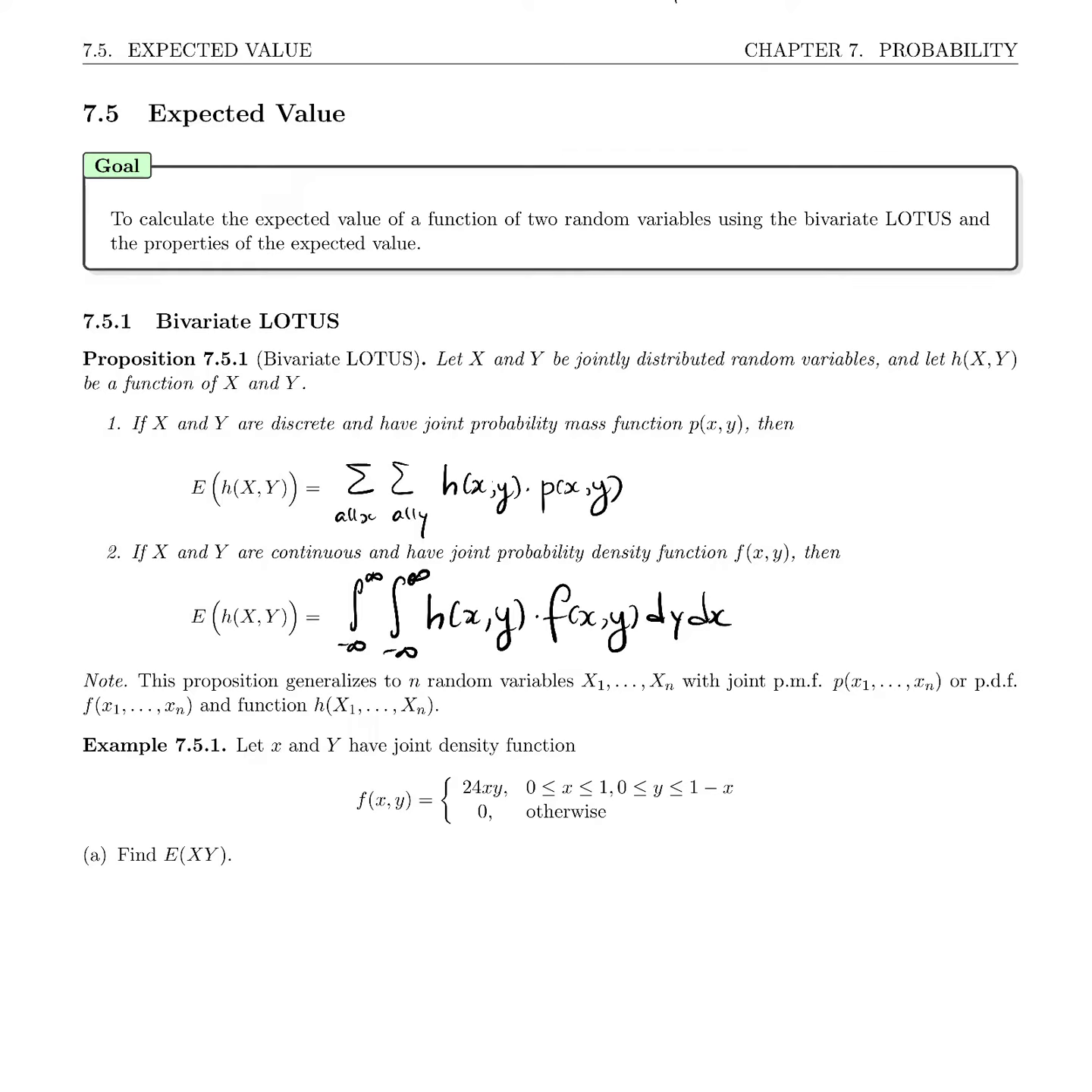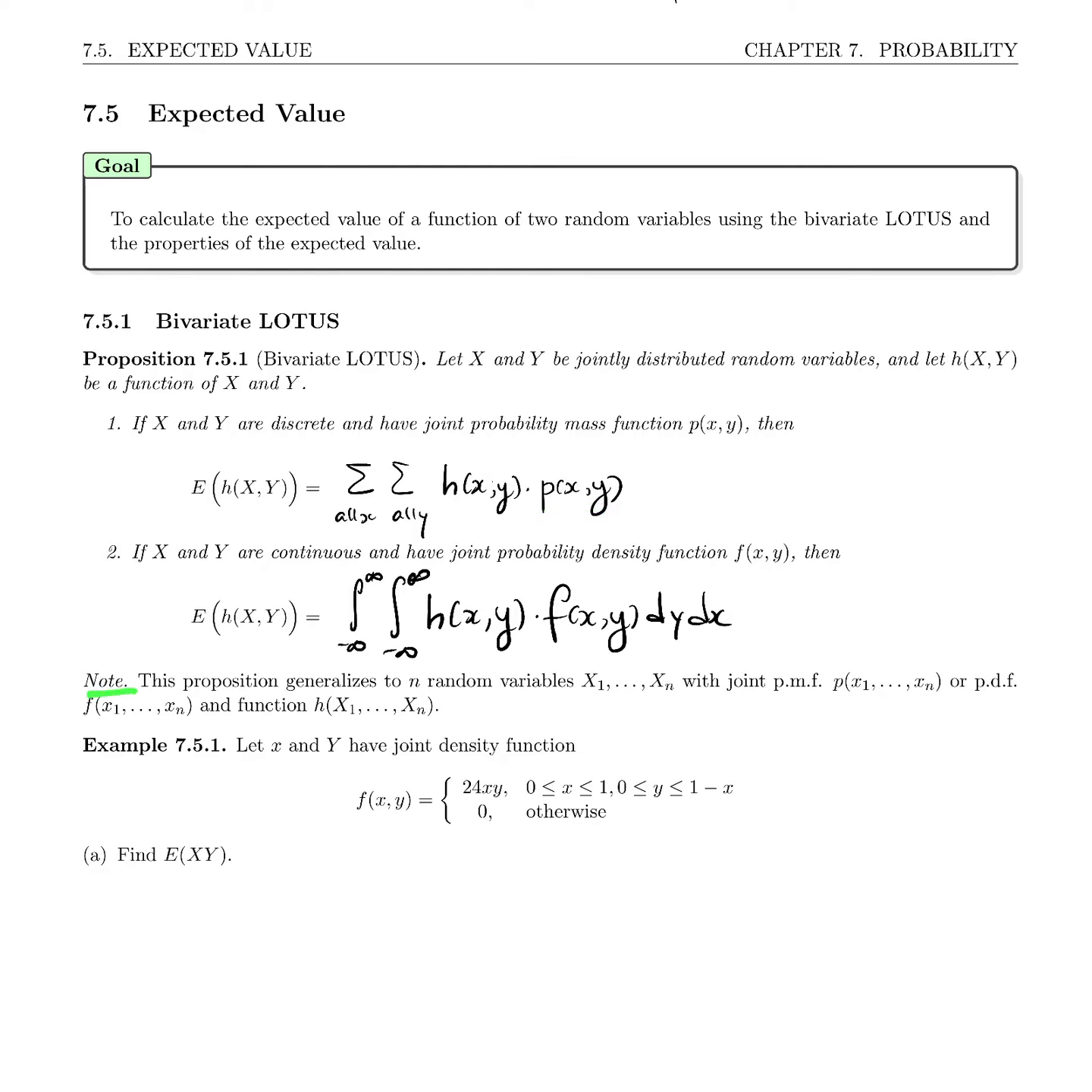So this theorem looks very similar to the univariate, the single variable LOTUS, where you had a function of a single variable and either the PDF or PMF, and you had a single variable here, but the idea of multiplying the function of the random variable by the density or the mass function is identical.